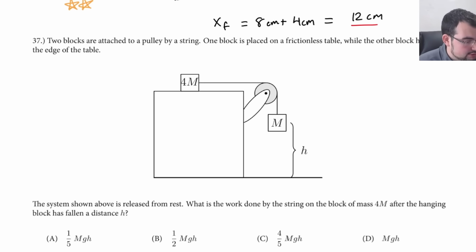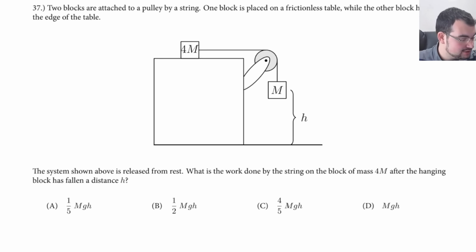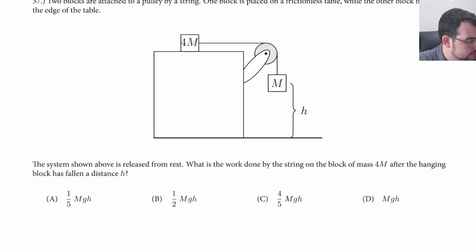2 blocks are attached to a pulley by a string. One block is placed on a frictionless table. The other block hangs off the edge of the table. We release the system from rest, and we want the work done by the string on the block of mass 4m after the hanging mass has fallen a distance h.